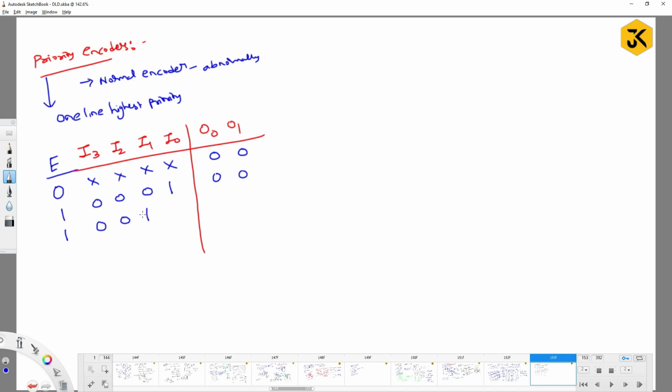Now if I give 0, 0, 1, what does this mean? I am giving a high input to I1. Suppose here also you got a high input, how should your encoder behave? That we have to define. So the priority encoder says to give priority to the top level line. If the input is high at this particular line, irrespective of the lower lines, whether they are 0 or 1, I should not consider them, and always produce the respective line output.